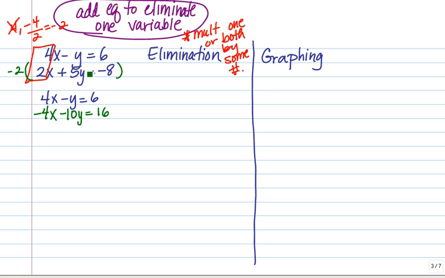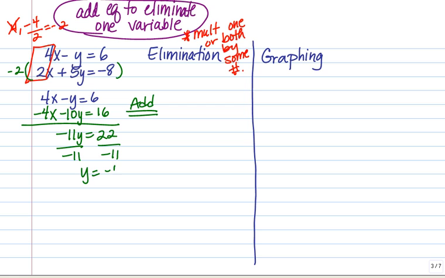Now, we multiplied by negative 2, and now we want to add the two equations. When we add, we get 0, right? The x's are eliminated because our coefficients are opposite. Negative 1y minus 10y is negative 11y is equal to 22. So dividing by negative 11 gives us y to be negative 1. Now, once we find one variable, we need to substitute to find the other.